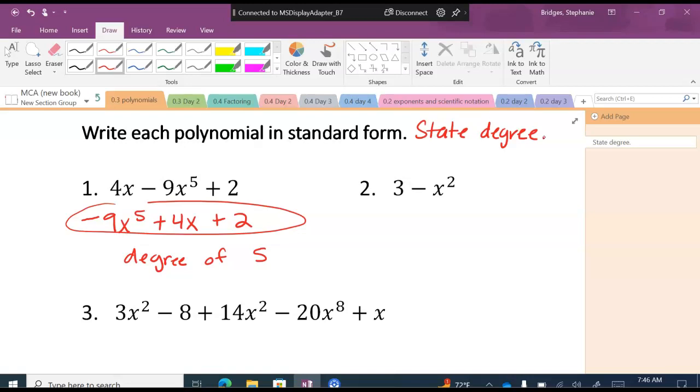So number 2, I have 3 minus x squared. What is my highest degree term? The x squared, right? Are there any other x squareds that I need to combine with that one? No. And what kind of x squared is it? Negative. And then I don't have an x to the first, and I have a constant term, and what kind of 3 is that? Positive, and there's nothing to combine with that. So that is my standard form, and then what's the degree? 2. Okay, so I'm just going to put it below it.